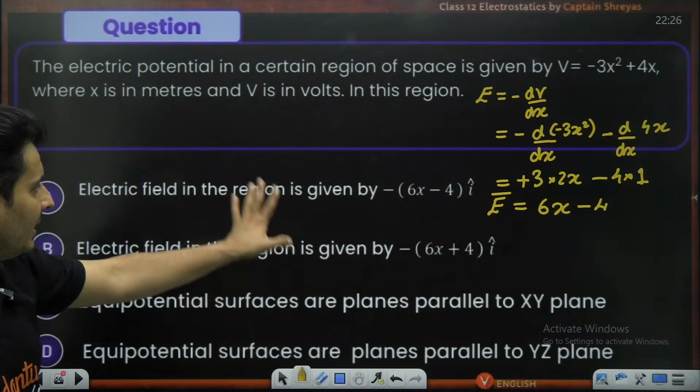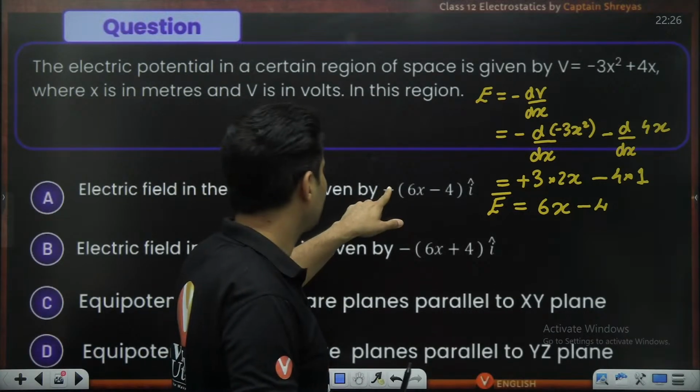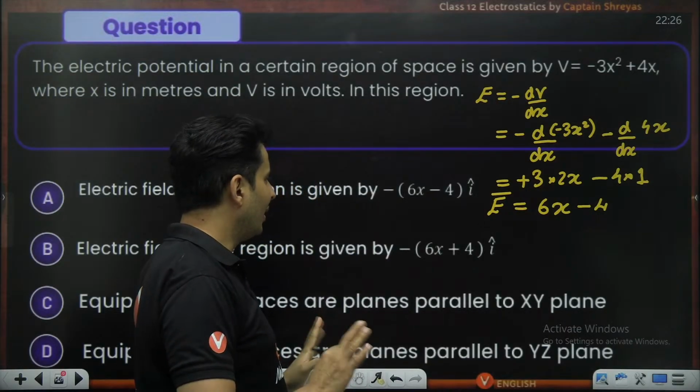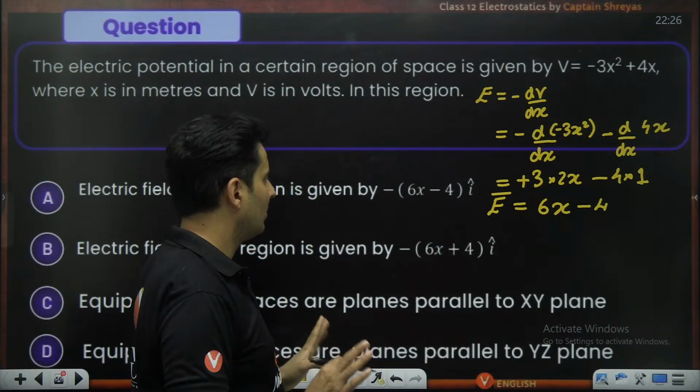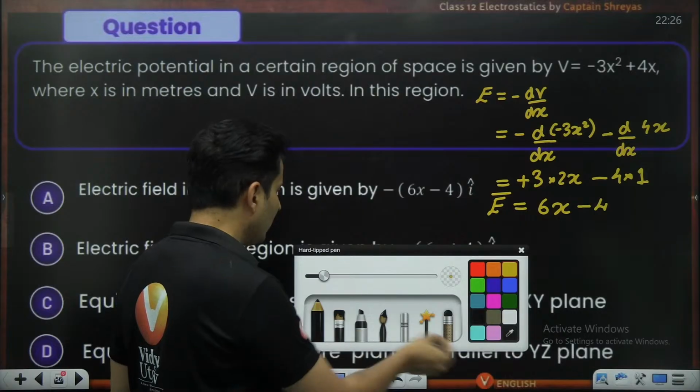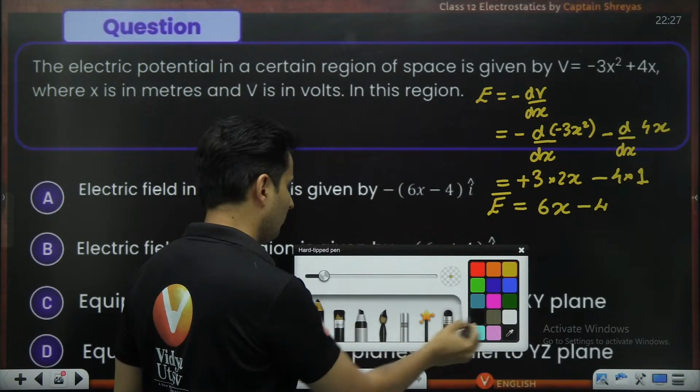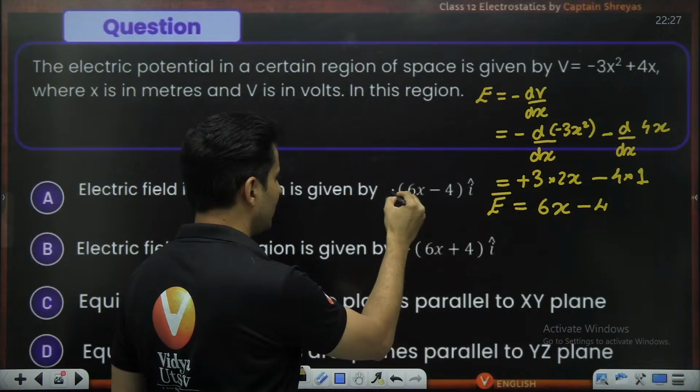I think there is a printing mistake over here. Most likely this minus sign shouldn't be there, or here a minus sign should be there. One of them is wrong. So most likely the minus sign shouldn't be there.